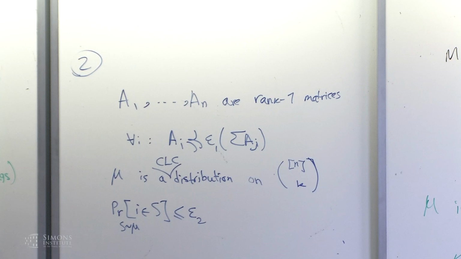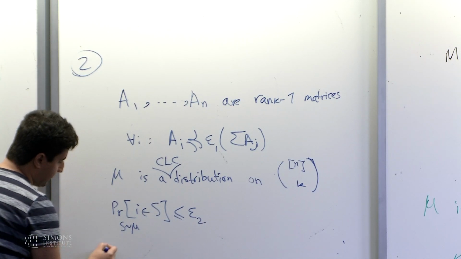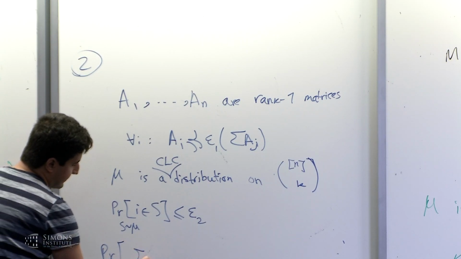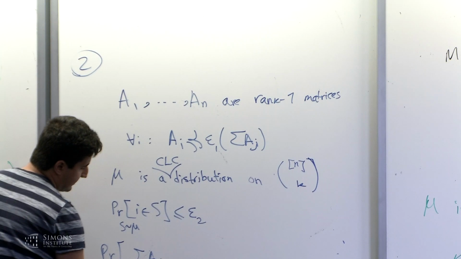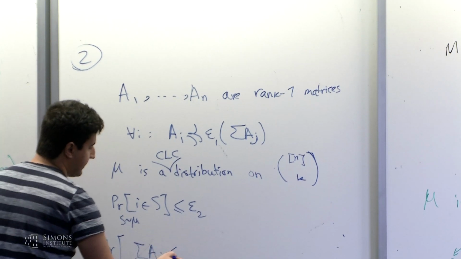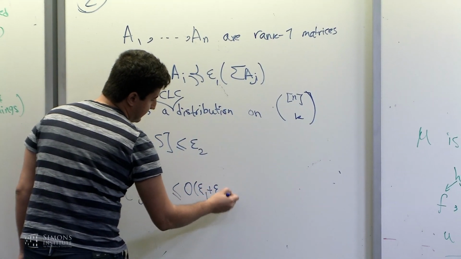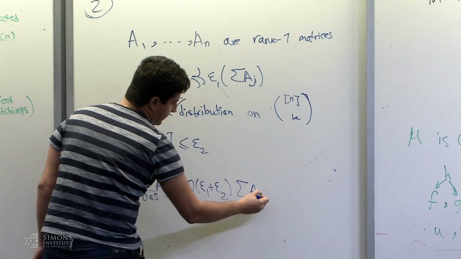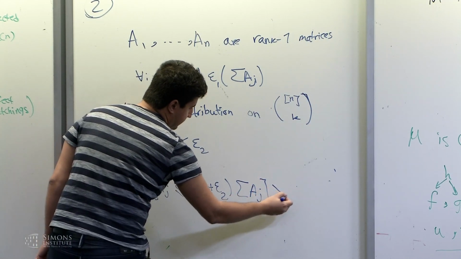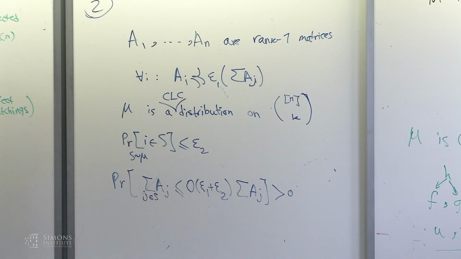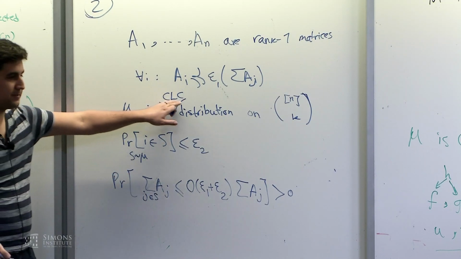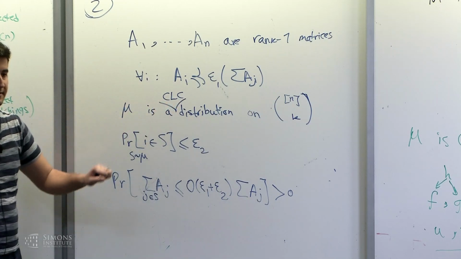Then is it true that the probability that the sum of AJ, J in S, is less than epsilon 1 plus epsilon 2 times the entire sum is strictly positive? The reason I mention this is that Sharan and I have proved this when you replace CLC by Strongly-Rayleigh here.